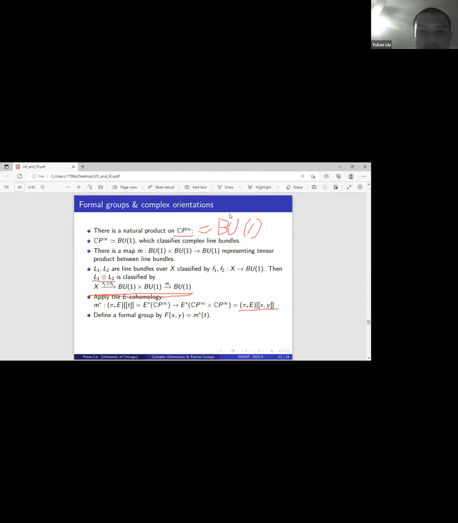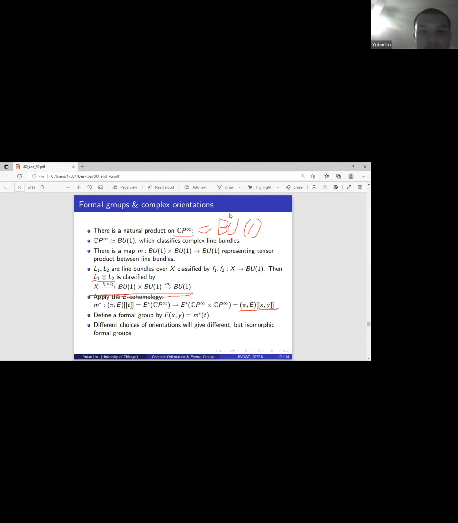The reason why this gives you a formal group is that it is defined by the tensor product between vector bundles. So you will have commutativity and associativity naturally. Moreover, the tensor product between a complex line bundle and the trivial bundle is still the complex line bundle itself. So all three conditions will be satisfied, and you will have a formal group by this definition.